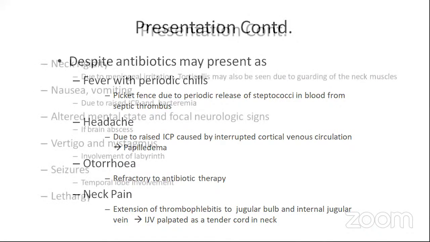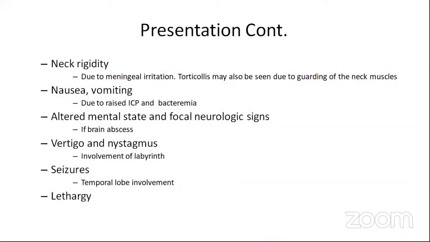Neck rigidity will be because of meningeal irritation. Torticollis may be seen due to cording of the neck muscles, nausea, vomiting, altered mental state and focal neurological signs, vertigo and nystagmus, and there will be seizure when there is temporal lobe involvement, and the patient will have lethargy.